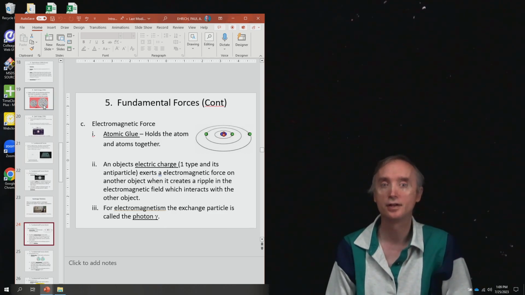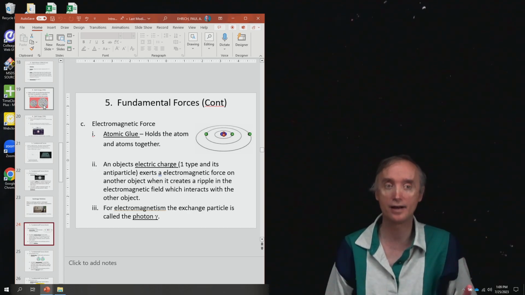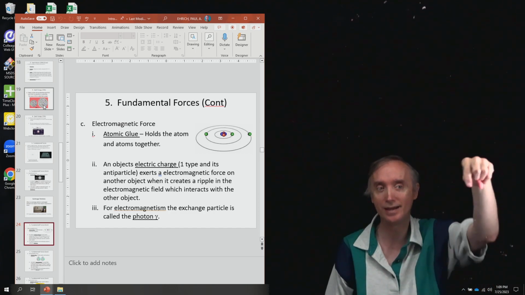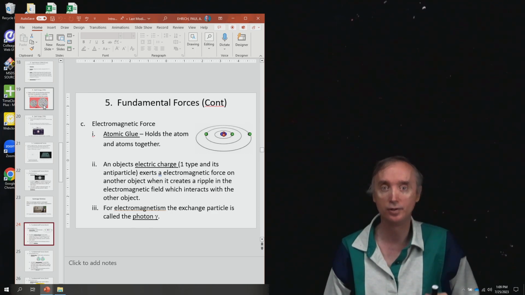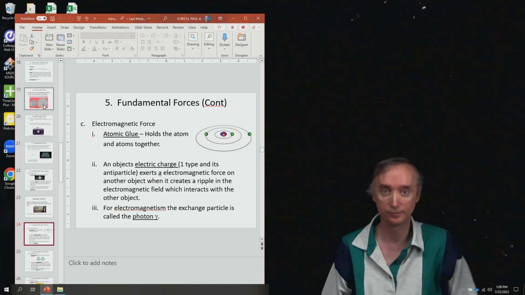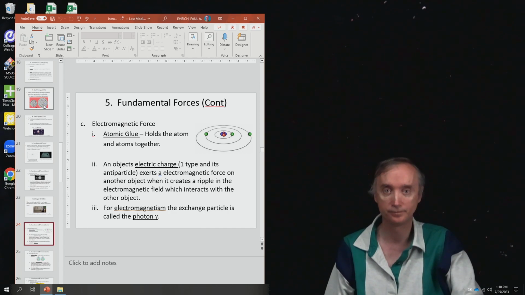Okay, then you've got electromagnetism. So it's the atomic glue. It's the thing that's holding you together. So you are composed of atoms. The atoms have a positive nucleus and negative electrons, and opposites attract. So it's the job of electromagnetism to hold atoms together. And then you should know that the carrier of the electromagnetic force is going to be the photon.